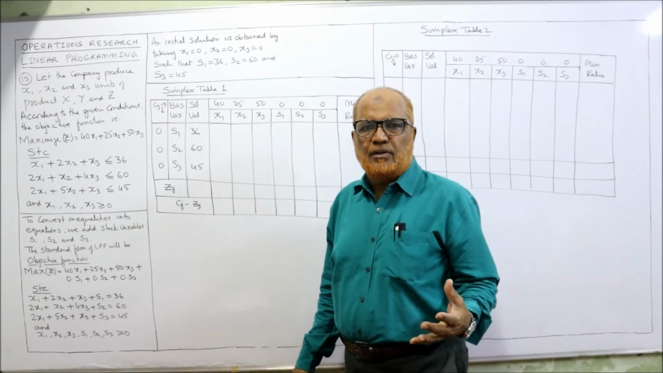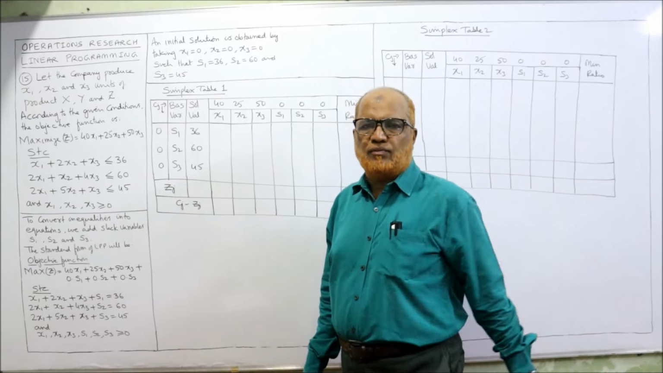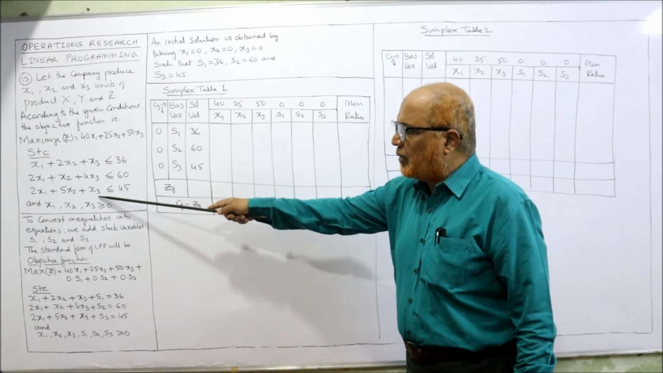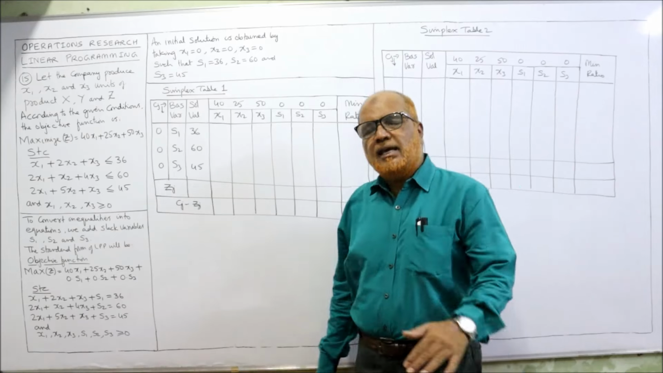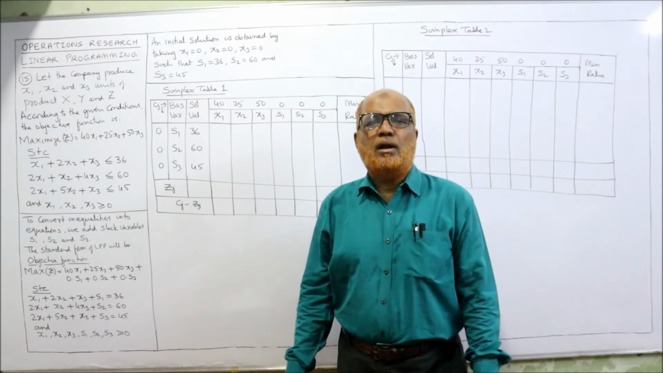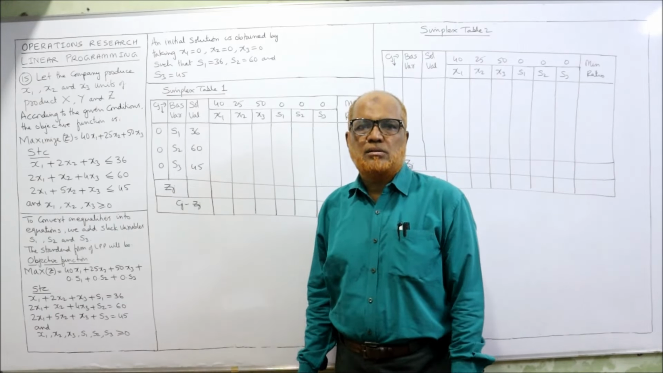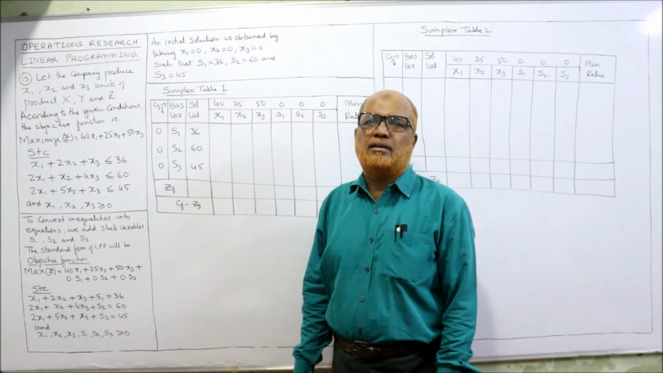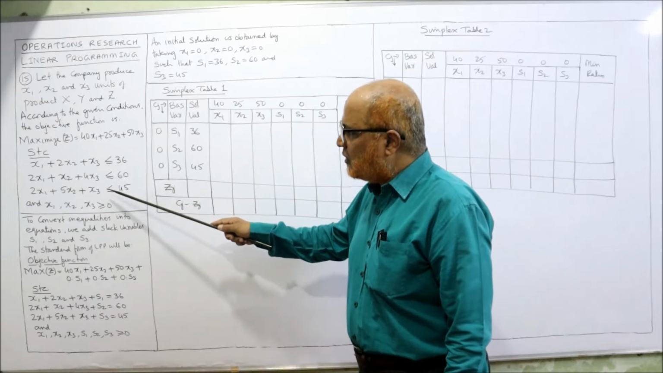Production may be 0 or positive. So that is the non-negativity restriction, and that's all. We have formulated the problem in the form of an LPP. Next step, we have to convert the inequalities into equations. Now we have to see whether the inequalities are less than or greater than. Here all are of the less than or equal to type.